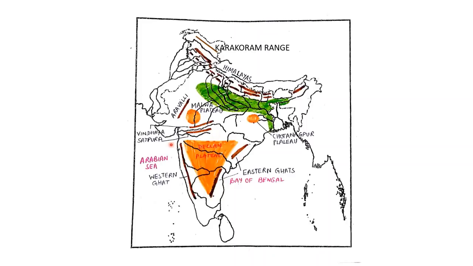Then we come to the Satpura range. Again, it is between river Narmada and Tapi. So draw a line and write Satpura range, Vindhyas and Satpuras.